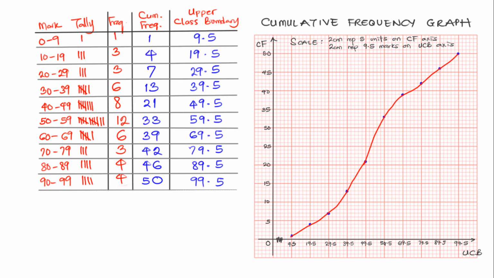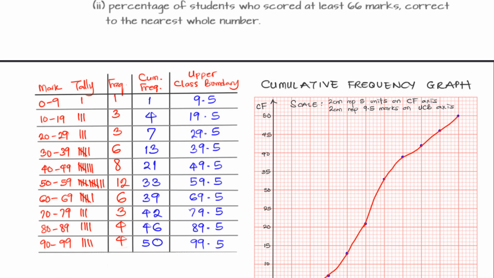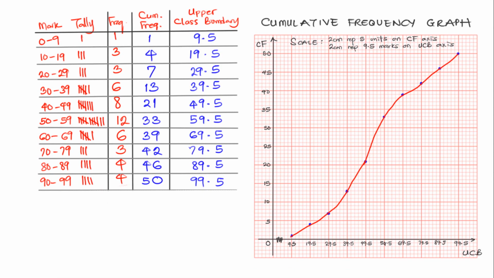Okay, so for the other question, we are to use the graph to find the median mark for the students. So this is the answer to A, this is the answer to B. So C and C1, to be precise, we want to find the median mark. Okay, the median mark in the test.